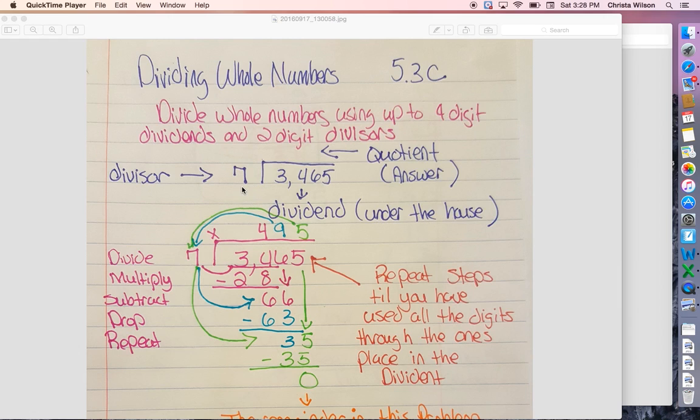In a division problem, this number here that you are dividing by is called the divisor. The number that you're dividing into is called the dividend, and I like to think that the dividend is always the one under the house. And then the quotient is simply the answer that you get when you divide something. Okay, so let's look at this problem. This will be just a little bit of review.